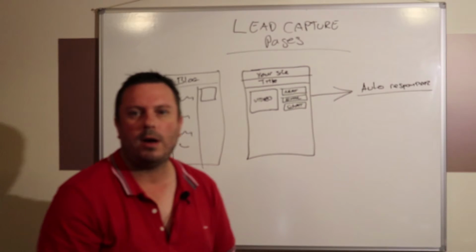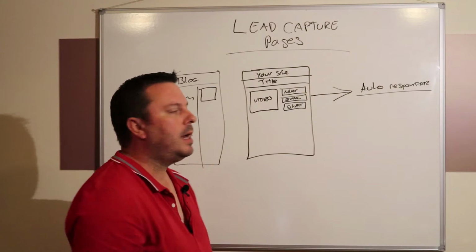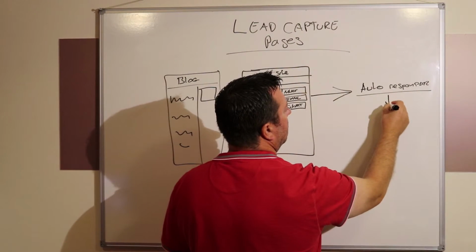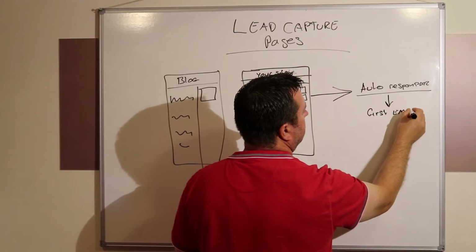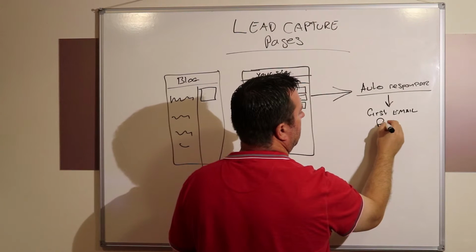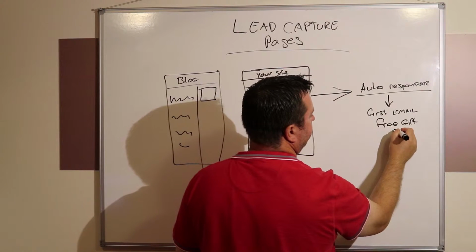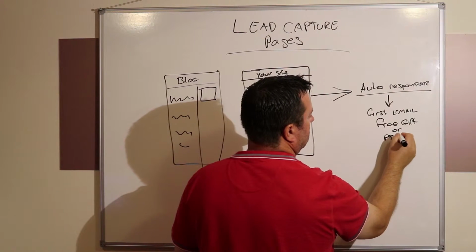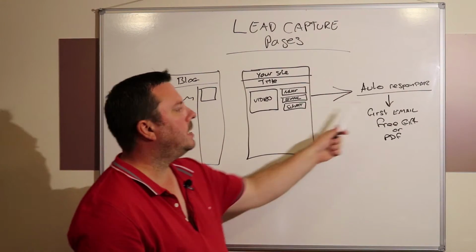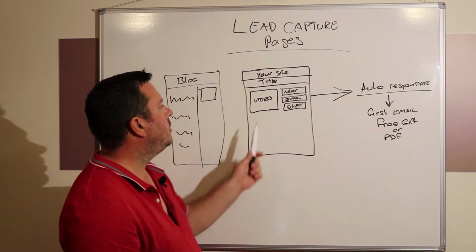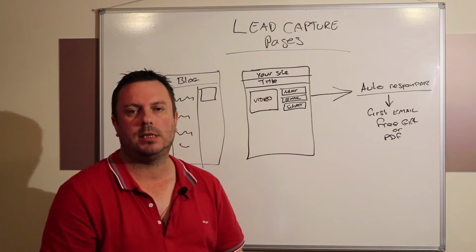Now don't worry about autoresponders, I'm going to talk to you about autoresponders later, but basically an autoresponder then sends them their first email with their free gift or PDF, basically whatever you're giving them for free. Okay, so that is basically an automatic system. So once you've obviously captured their name and email address, you can then basically email market to them.